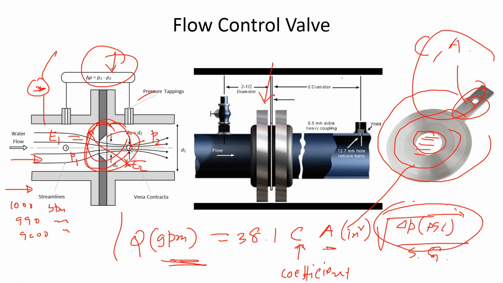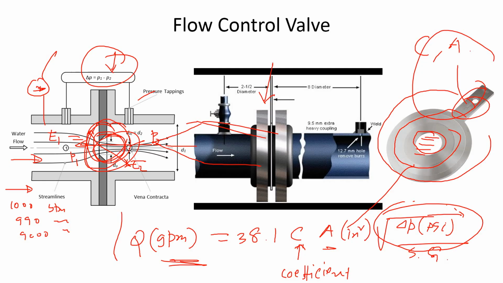Flow control valve, what is that? Assume that we want to change the flow through this orifice. So we can use a needle valve that looks like a needle like this. And then as this needle moves this way, it kind of plugs that whole thing.